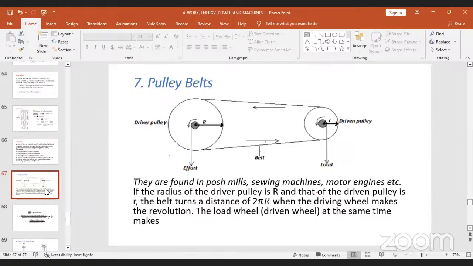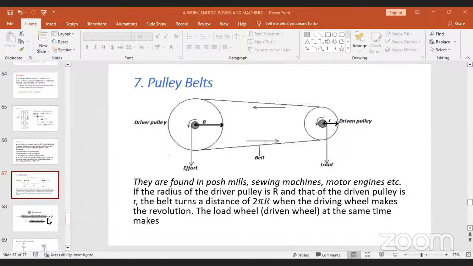Pulley belts. Where do we normally use our pulley belts? Or where do we come across a pulley belt? Bicycles. A sewing machine.